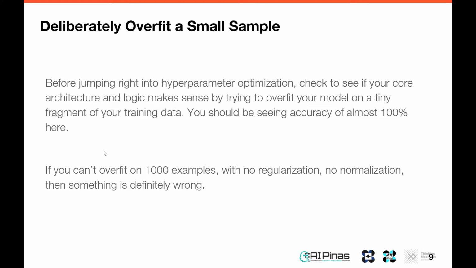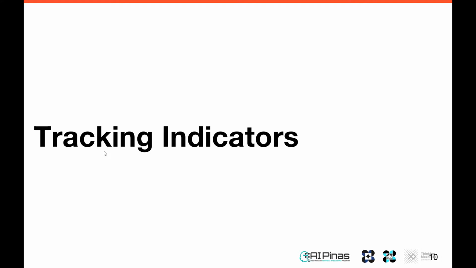Before jumping into hyperparameter optimization, there's the whole dark art here, you first actually want to see if your core architecture and logic makes sense. The best way to do that is to try to overfit your model on a tiny fragment of your training data. If you cannot get to an accuracy of 100% on a small sample without any hyperparameter optimization, something very bad is happening with your core logic or your core data set. This is definitely something where you can check to see if something's going on, but you won't be able to use this to solve core problems.